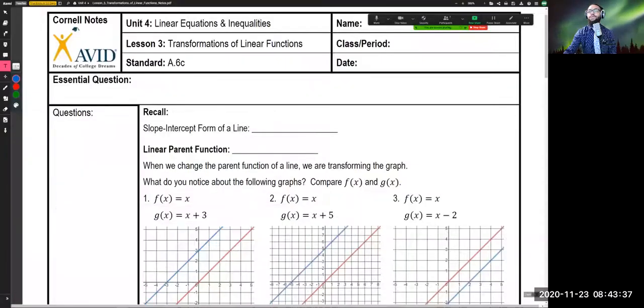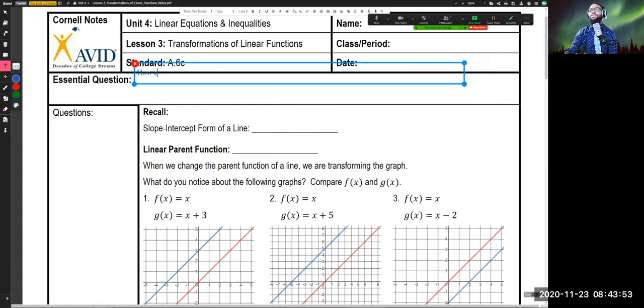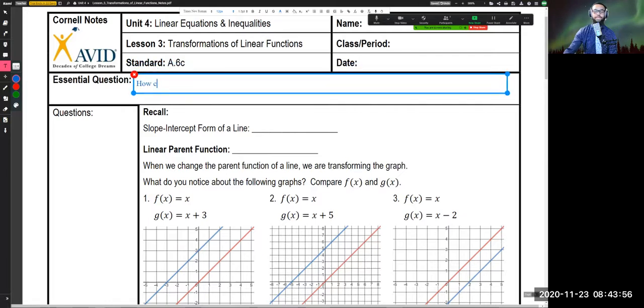And that's going to be right here. How can I identify and graph transformations of linear functions?